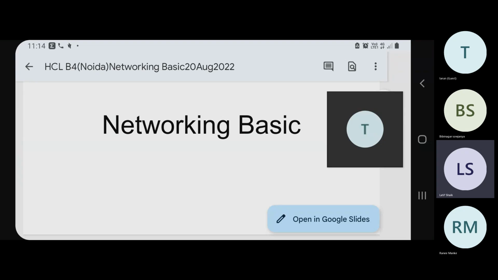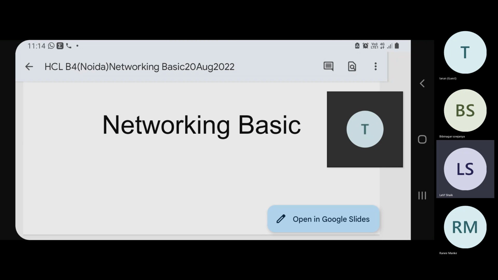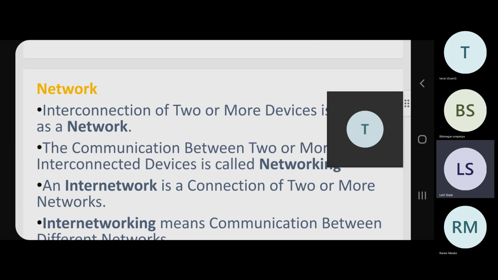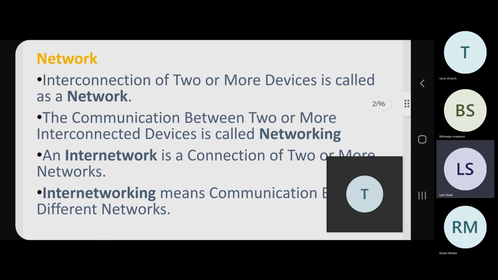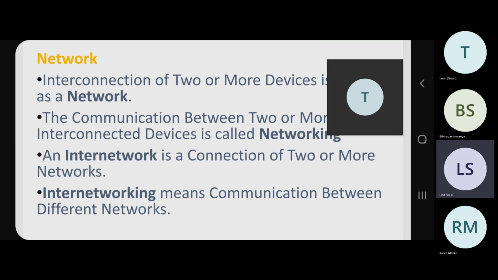First, we'll see the overview of networking basics. First of all, know about small definitions like what is a network, what is networking, what is an internetwork, basic definitions.